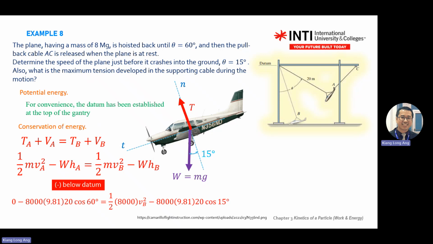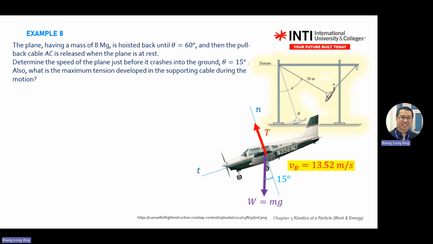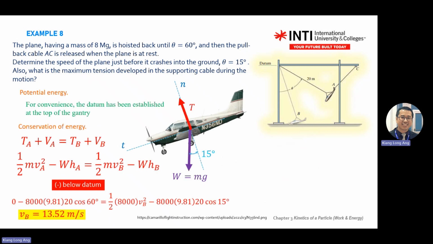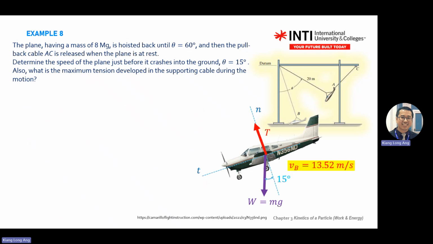If I change the question, the question is the same, from 60 to 15. The h, you measure it from where? From here to here, from the datum line to the object. So you need to take the height here. Once you find VB, substitute into the only one unknown, which is VB here. One unknown, solve VB.